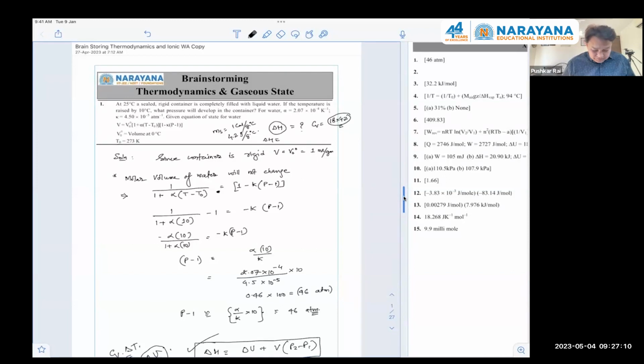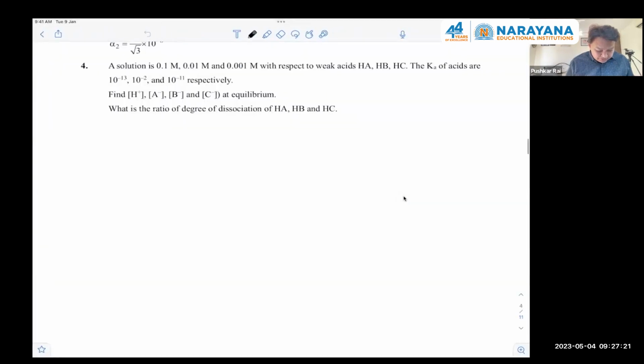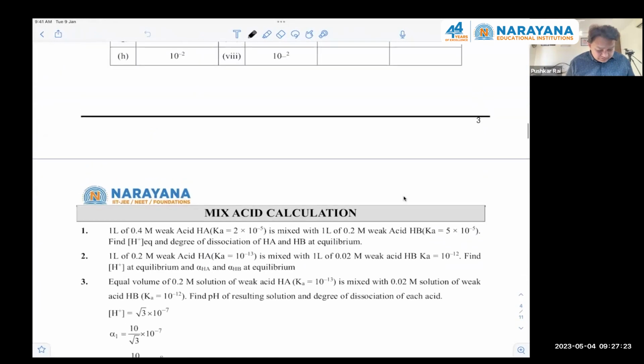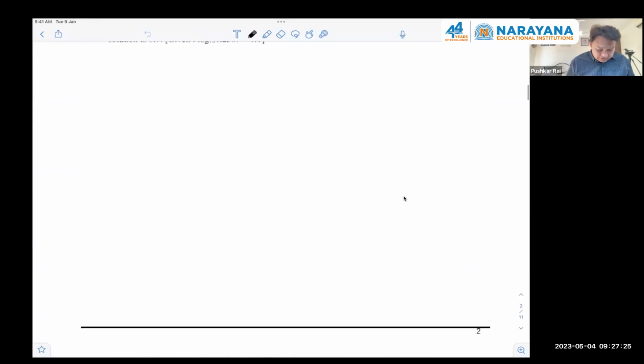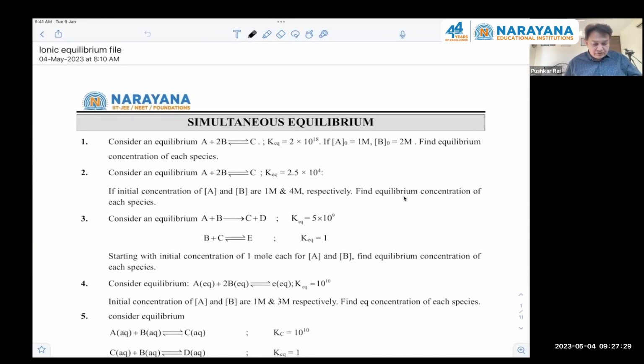Anyway, let us try a few more problems. And ionic equilibrium you have asked me, so I've planned the next discussion will be on ionic equilibrium. I have given some problems here. For sound knowledge in ionic equilibrium, you need to have these kinds of questions. So I will share these questions today and try to do some problems. Let us try question number 2.